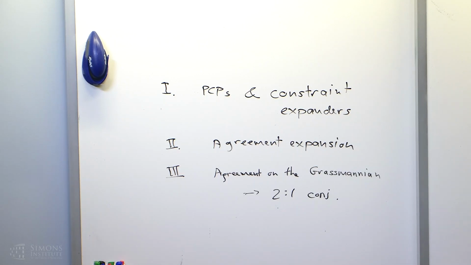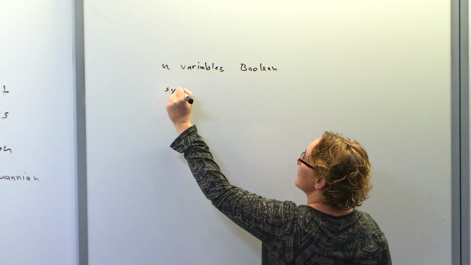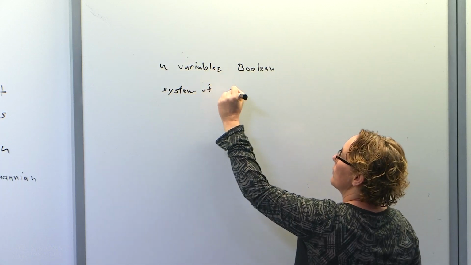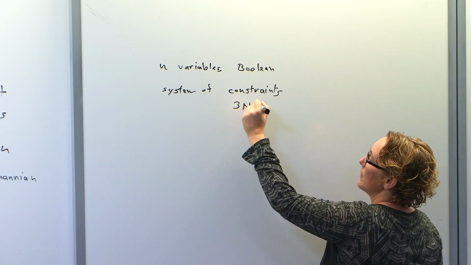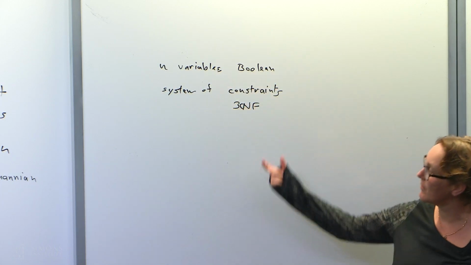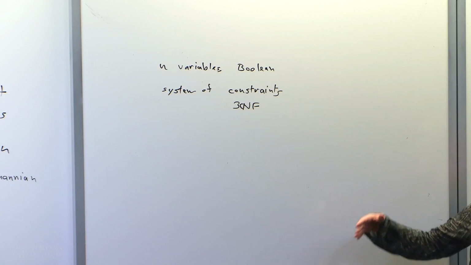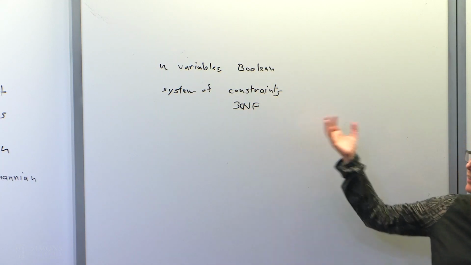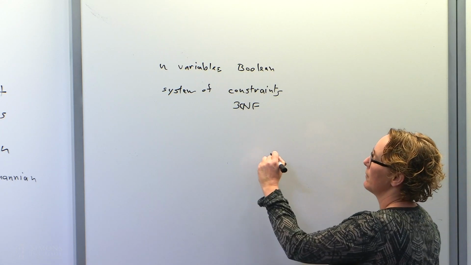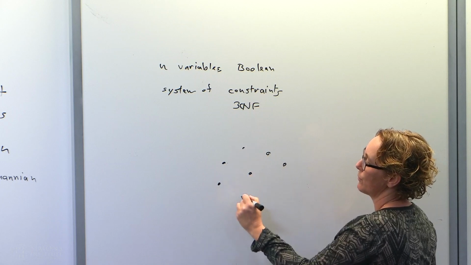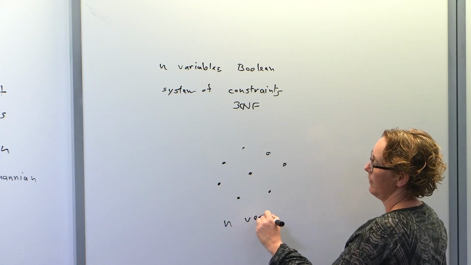So suppose I have n variables. Suppose they're Boolean. And I have a system of constraints. Maybe it's like a 3-SAT instance, so these are just 3-CNF clauses, or if you want, it's a system of equations over these variables. So the way I want to think about them is that I have n vertices, a vertex for every variable.